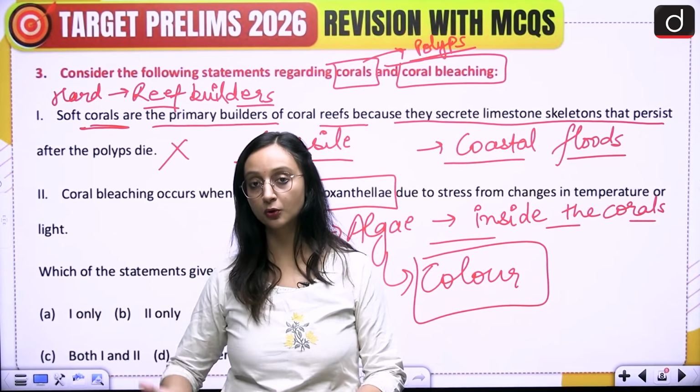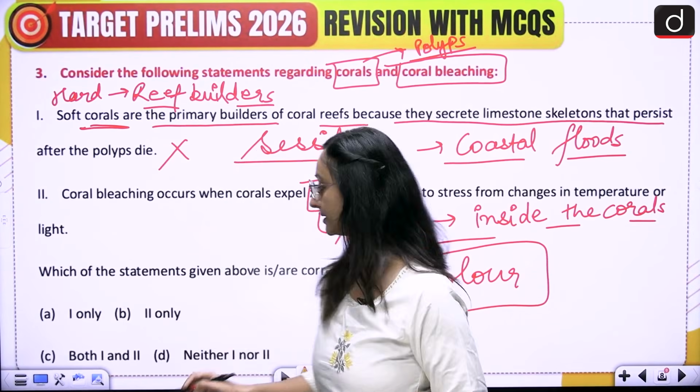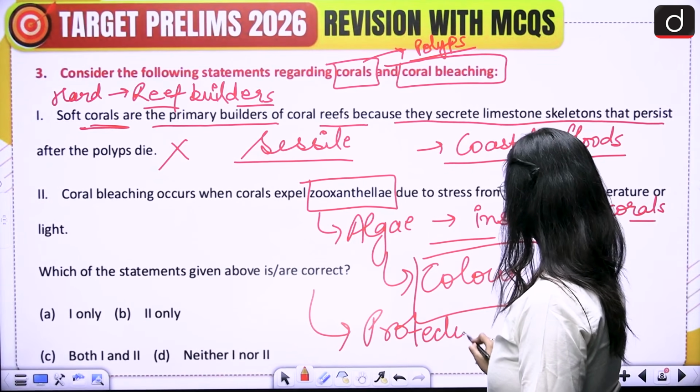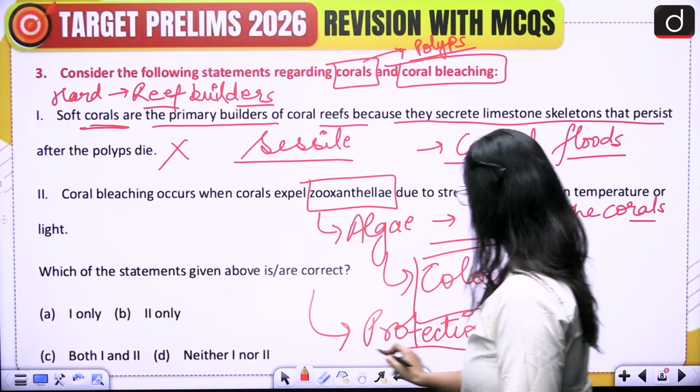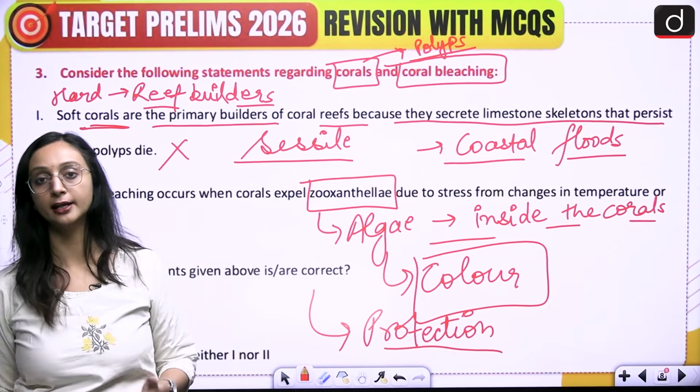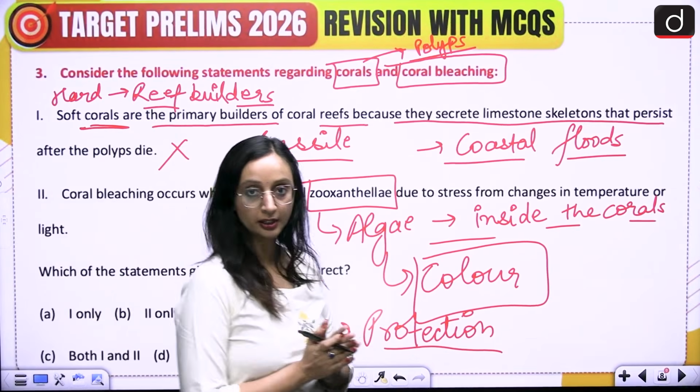And what does coral provide? Coral provides protection. It has a hard exoskeleton. Corals provide the zooxanthellae protection because of their hard exoskeleton. So this is a symbiotic relationship.